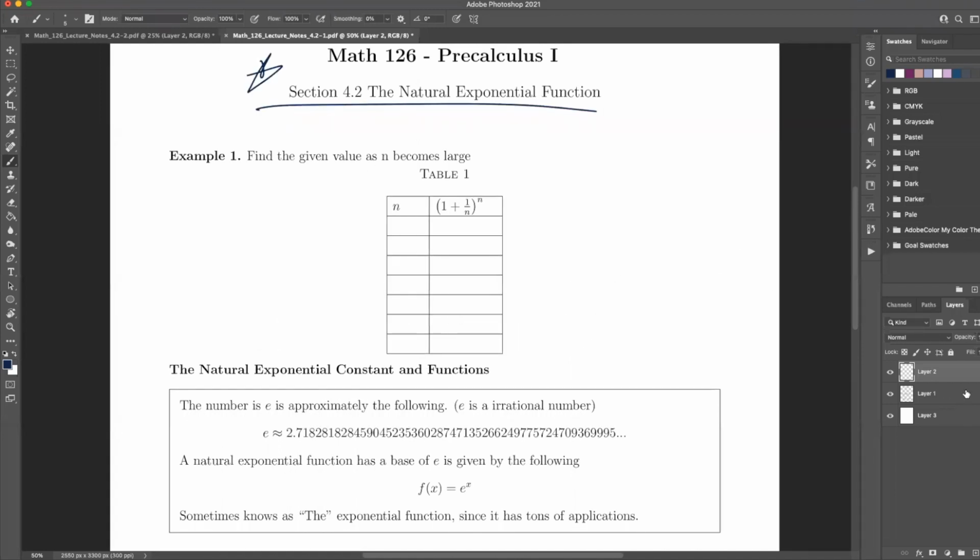A natural exponential function. So we want to ask ourselves a question. Remember when we looked at our little student loan example, as we compounded more and more, we got closer and closer to a bigger number, but we didn't know what that bigger number is. But some mathematician wanted to figure that out.